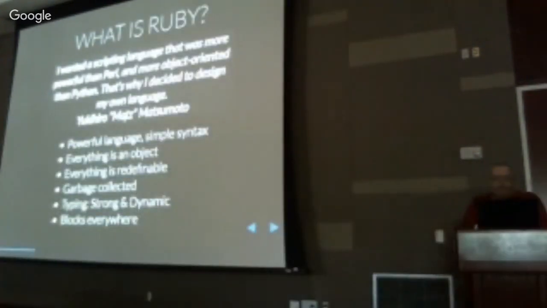When Ruby started, it was a powerful language with simple syntax. Everything's an object and everything's redefinable. It's garbage collected, dynamically typed, and uses a lot of blocks. Programming languages that use closures or lambda functions, basically the same thing.